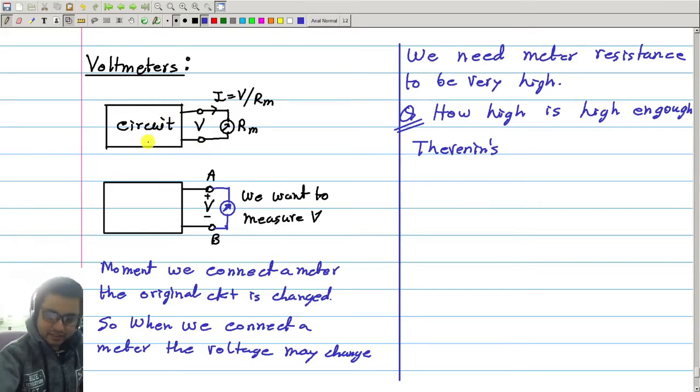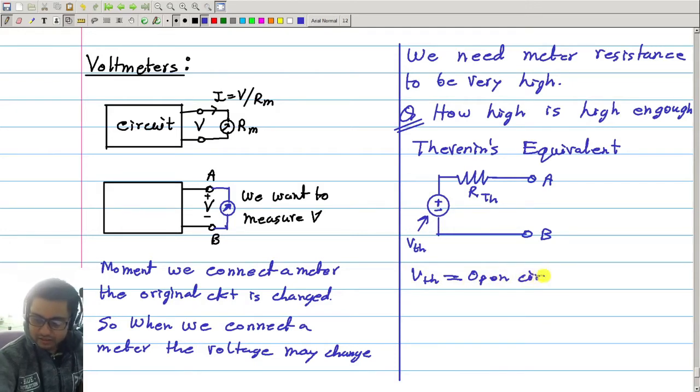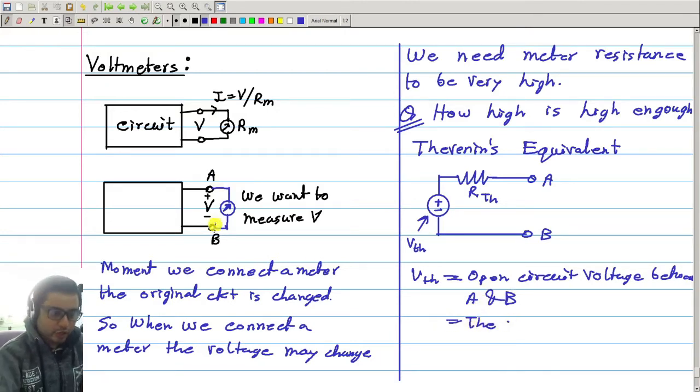Any linear circuit can have a Thevenin equivalent. So consider the Thevenin equivalent circuit of this circuit, which can be represented as a voltage source in series with a resistance or impedance. These two terminals are the same terminals A and B. Now call this resistance RTH, and this voltage VTH. According to Thevenin's theorem, VTH is the open circuit voltage between A and B. That is the voltage we want to measure.